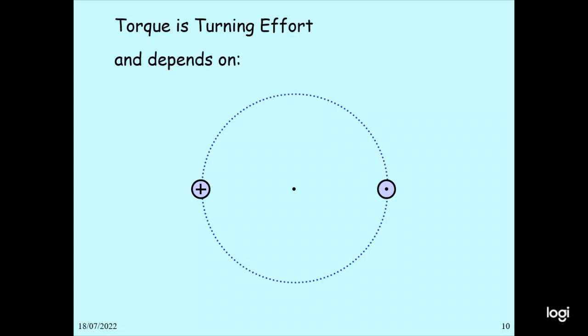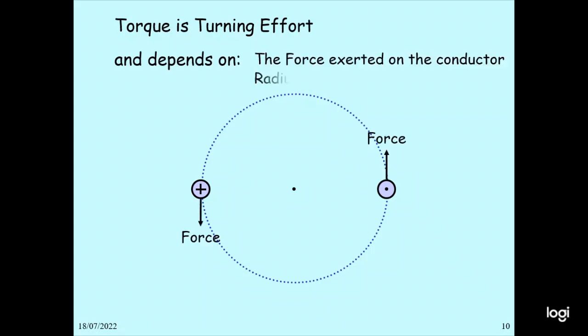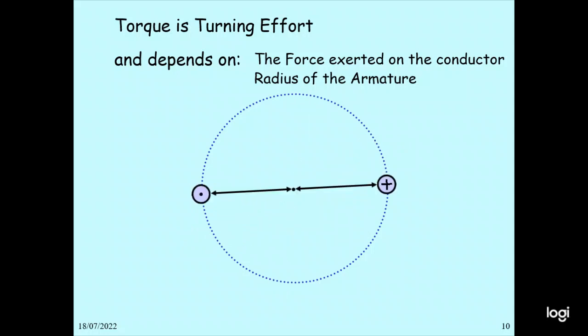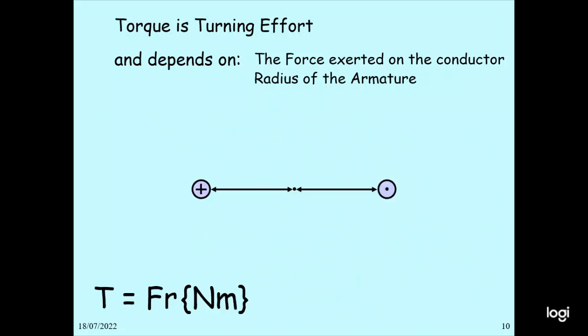This depends on the conductor. In this case, the force and the radius multiplied give you the torque. So this is the torque, this is rotation. Torque equals force multiplied by radius. The unit is newton meter. So the torque equals BIL multiplied by r, where B is the flux density, I is the current, L is the length of the conductor, and r is the radius.